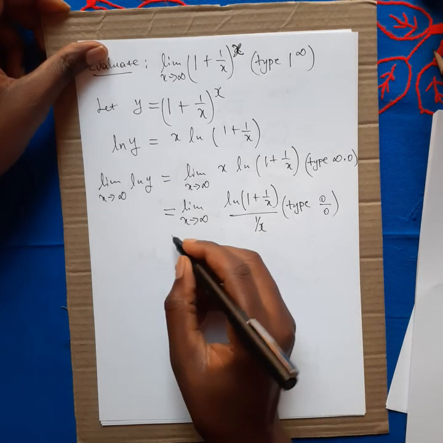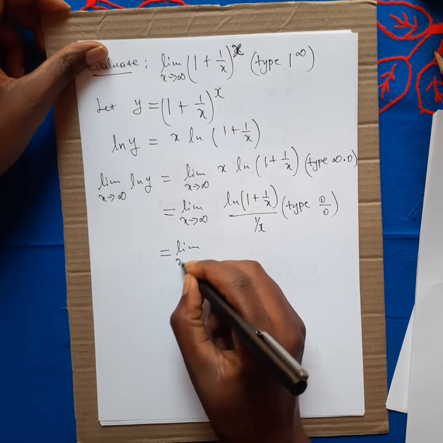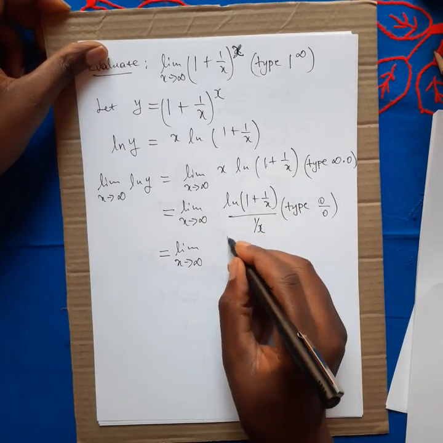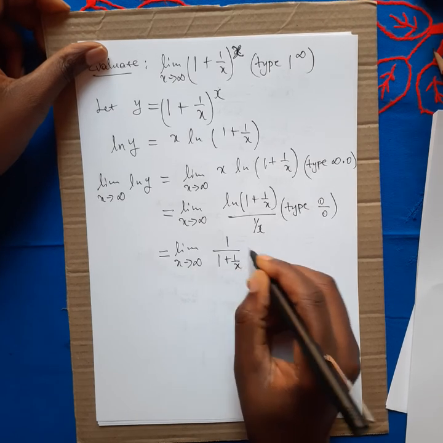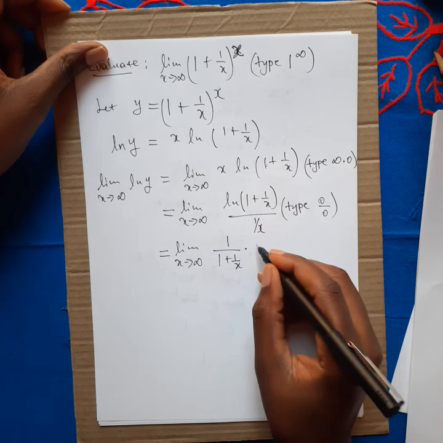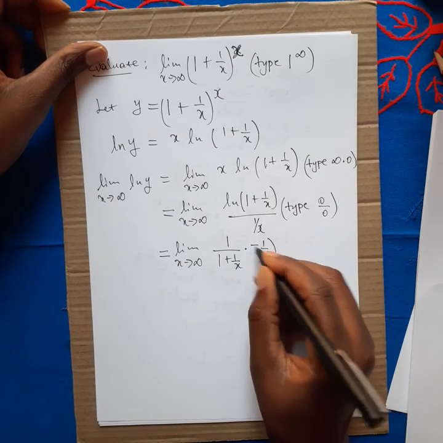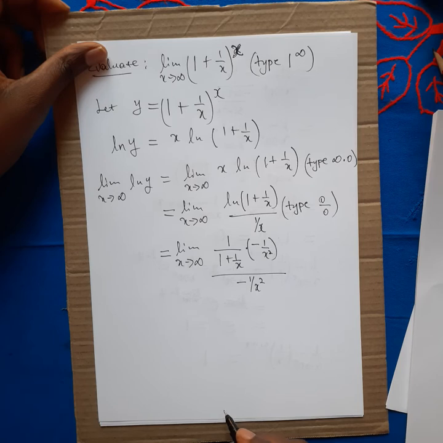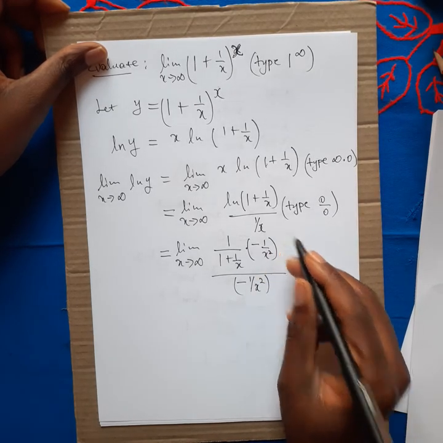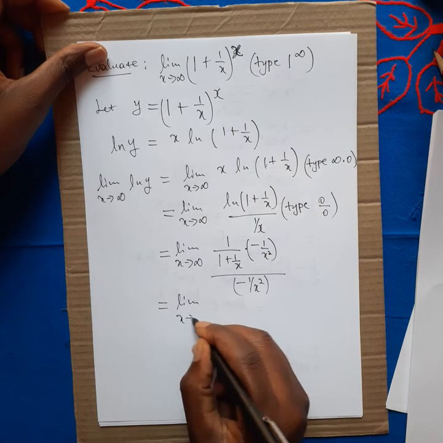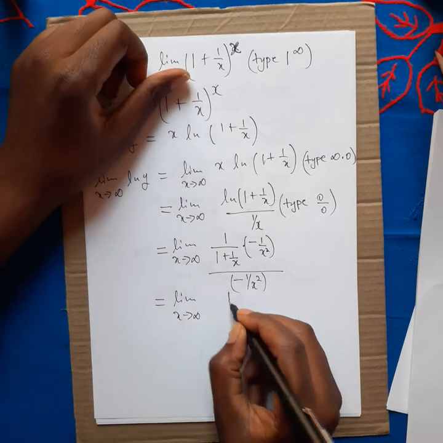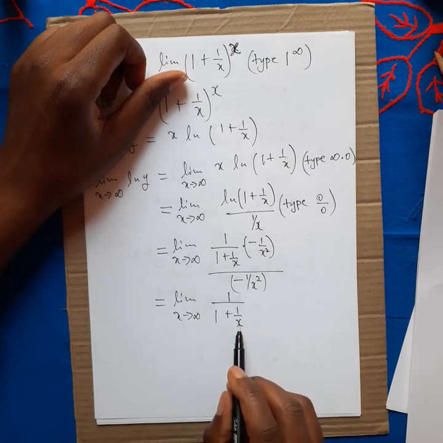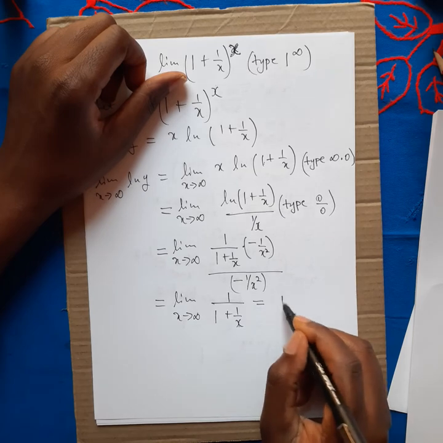And then we evaluate, we have the limit as x is approaching infinity. Then we differentiate this, which will be 1 over 1 plus 1 over x times the derivative of this inside function, which will be minus 1 over x squared. Divide everything by minus 1 over x squared, like that, right? This and that are the same, gone. So we're looking at the limit as x is approaching infinity of 1 over 1 plus 1 over x. When you substitute infinity here, you get 0. So this is 1 over 1, which is 1.